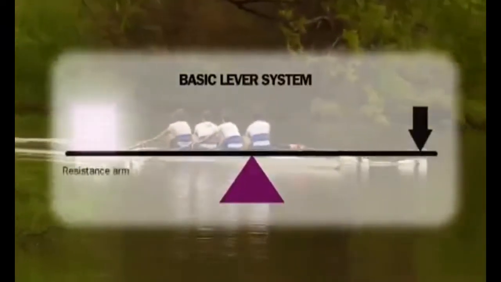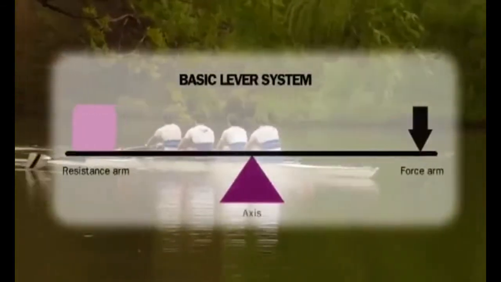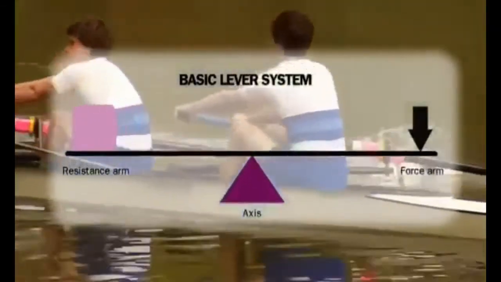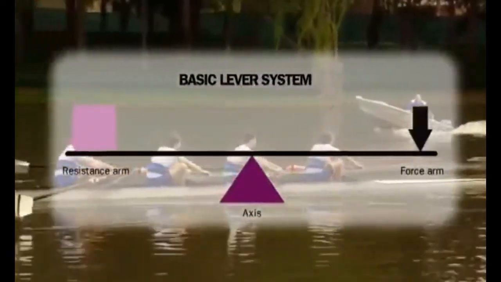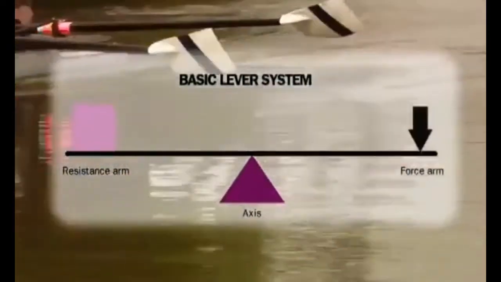Our arms and legs act as levers, as does any equipment that extends length, such as brackets, bats or paddles. There are 3 parts to a lever: the resistance arm, the force arm and the axis of rotation. In rowing, the resistance arm is the outboard part of the oar. The force arm is the inboard part of the oar and the axis of rotation is the pin.